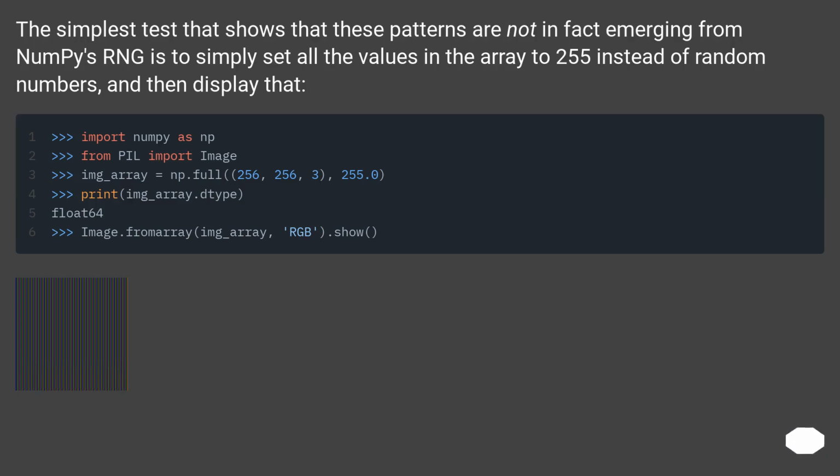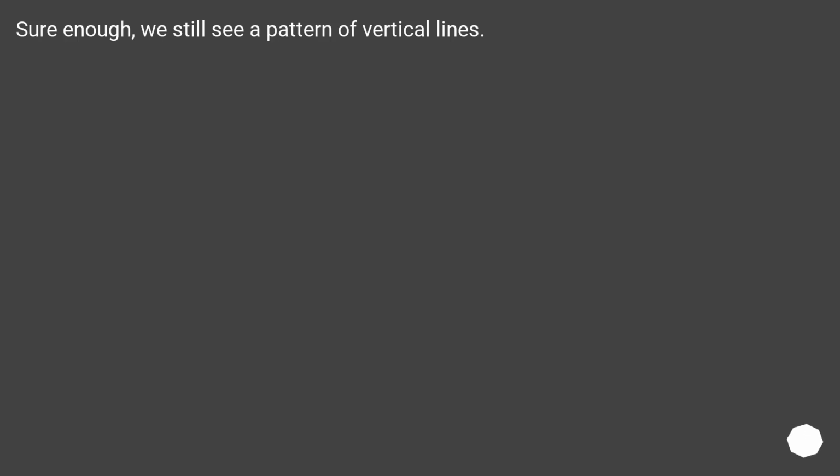The simplest test that shows that these patterns are not in fact emerging from NumPy's RNG is to simply set all the values in the array to 255 instead of random numbers, and then display that. Sure enough, we still see a pattern of vertical lines.